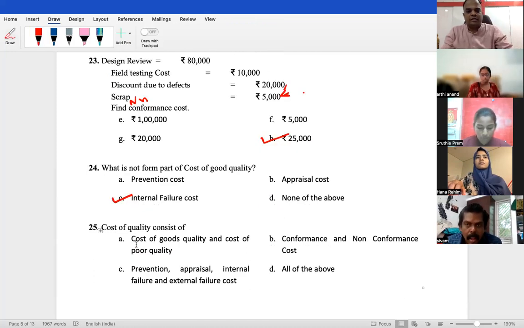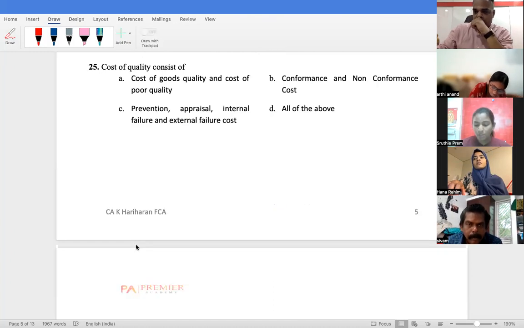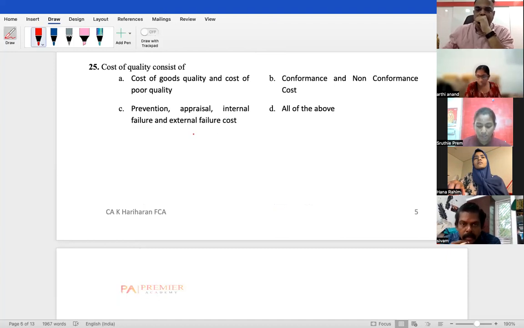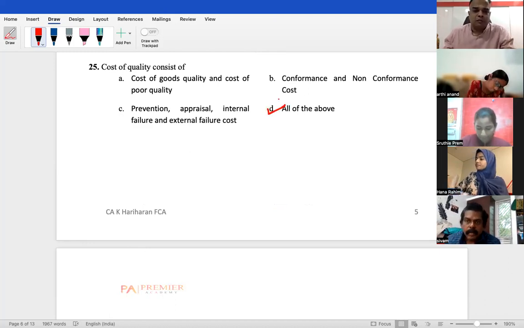Cost of quality. Cost of quality consists of option A, cost of good quality and cost of poor quality. Option B, conformance and non-conformance cost. Option C, prevention, appraisal, internal failure and external failure cost. D, none of the above. The answer is all of the above. Cost of quality consists of cost of good quality and the cost of poor quality.